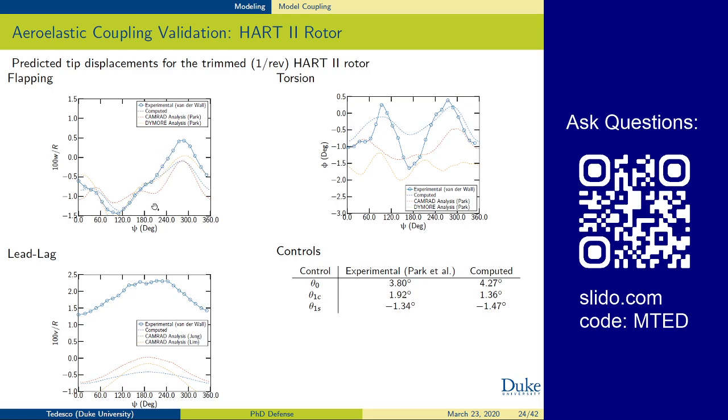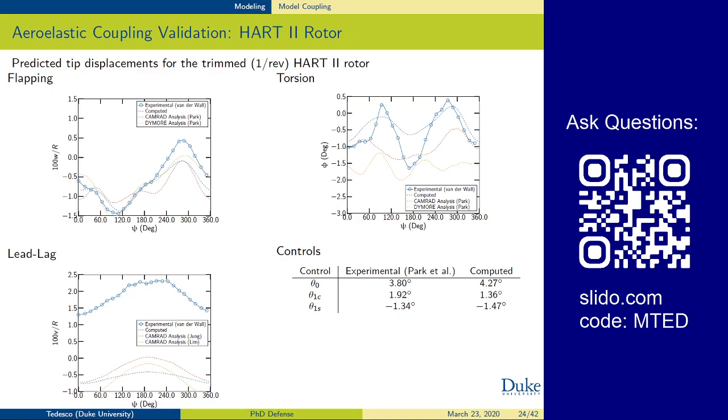What we're looking at is, on the x-axis, the azimuthal angle, which effectively is time. And on the y-axis, we're looking at the percentage of each motion compared to the radius. That's why we have 100 W over R and 100 V over R. For each set, we have some different sets of curves.